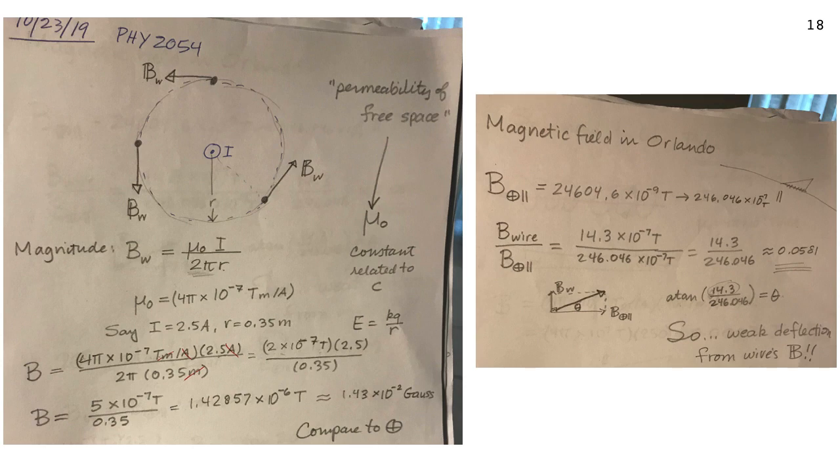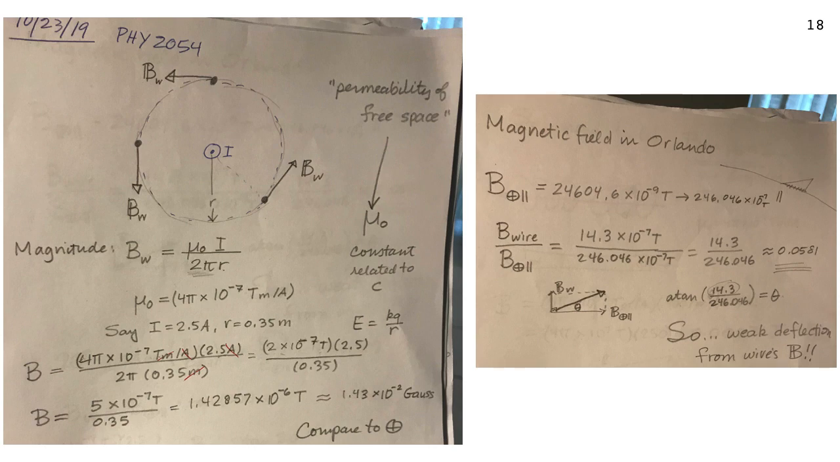Mu naught is, in the metric system, 4 pi times 10 to the minus 7 Tesla meter per ampere. Okay, do you remember what this is called? It's either permittivity or emissivity of free space. It's a constant of nature, and it's related to the speed of light. And this is the value in the metric system.